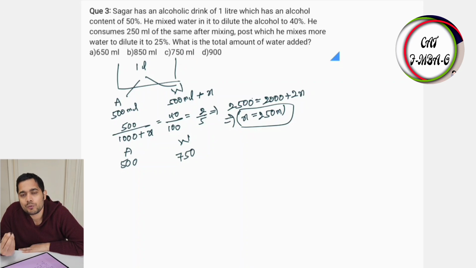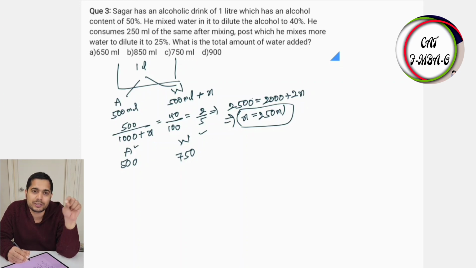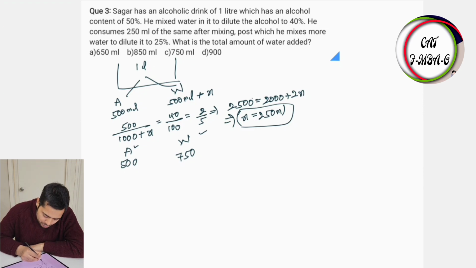Now he has to take 250 ml out of it. Now the important concept here is, when you take 250 ml out of it, you cannot directly take it out of water, or directly out of alcohol. You have to take it out of the mixture because he has mixed it. So when you are removing that 250 ml, you have to remove in the same proportion of alcohol and water. Here the alcohol proportion is 500 upon 750.